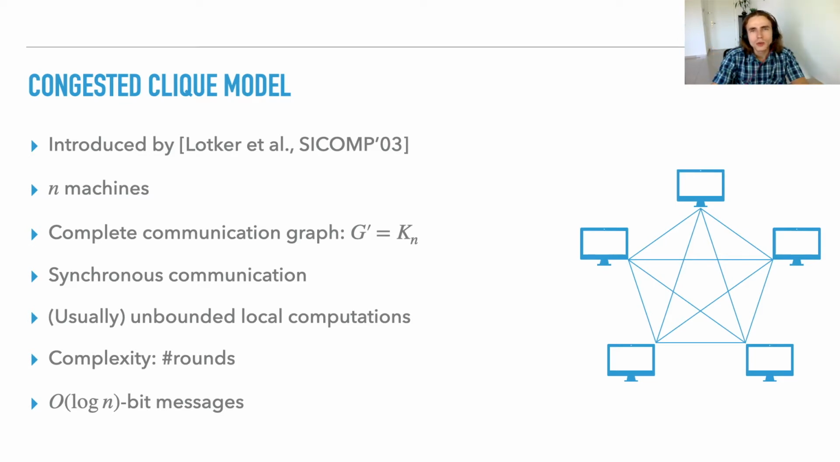Usually, local computation time and memory usage are not bounded. Message size in this model is of order log n bits, just enough to encode an identifier. The complexity measure in this model is the number of rounds till the last node terminates.